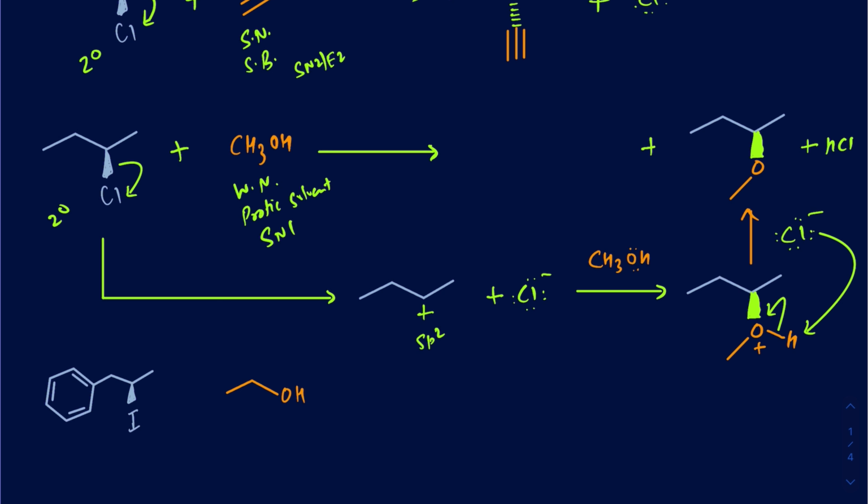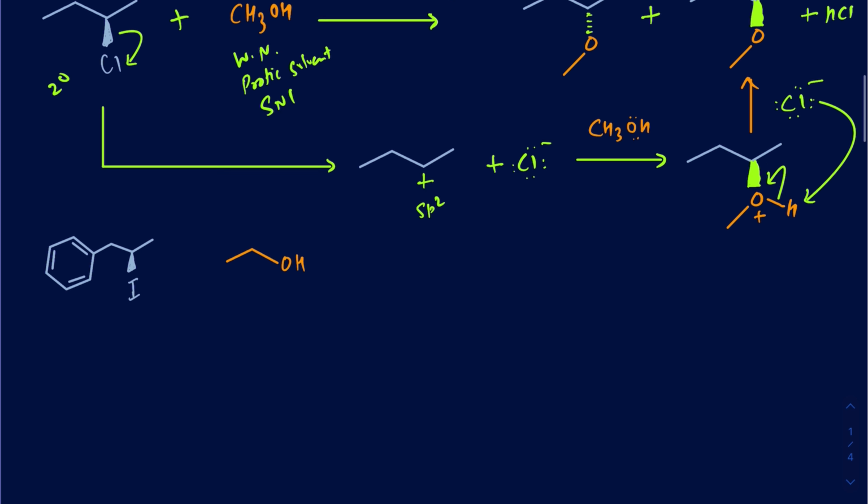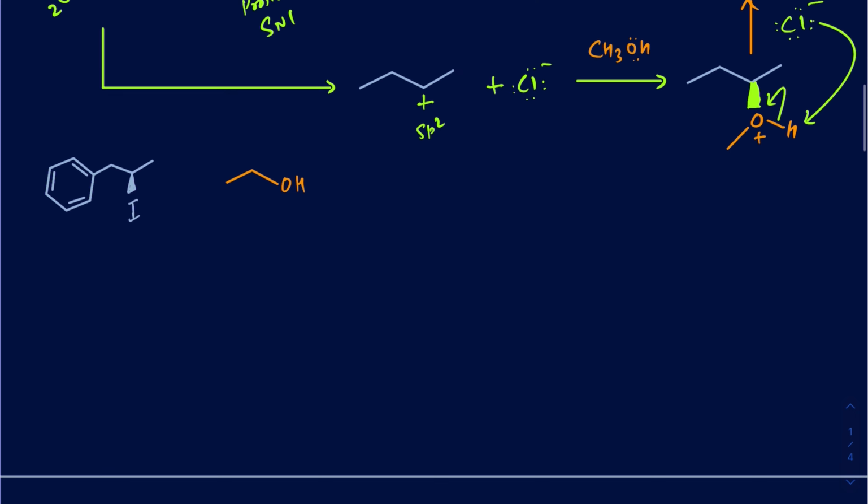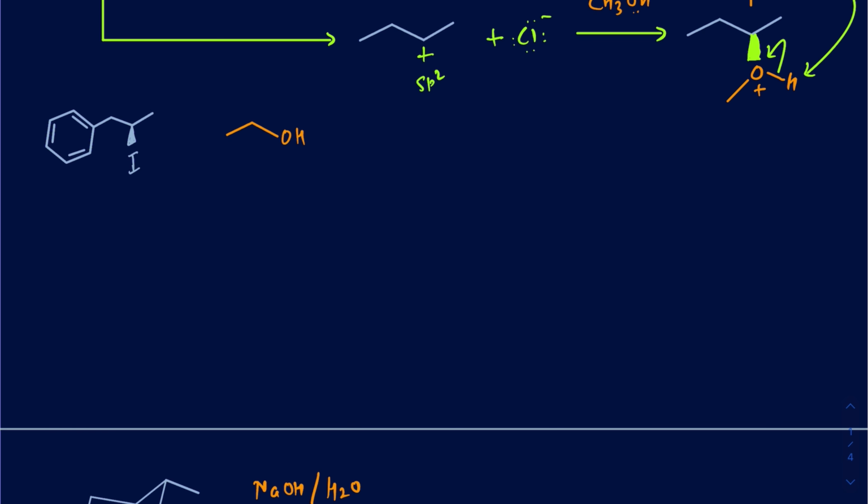And just like I said earlier, this could have done the attack coming out of or going into the page. So you would have a pair of enantiomers, where this bond will be going back in the page. So you get a pair of enantiomers, or you can say that you get a racemic mixture for this particular one here.